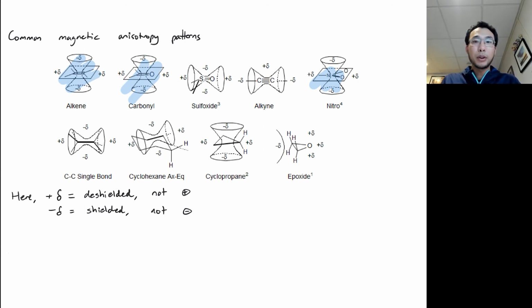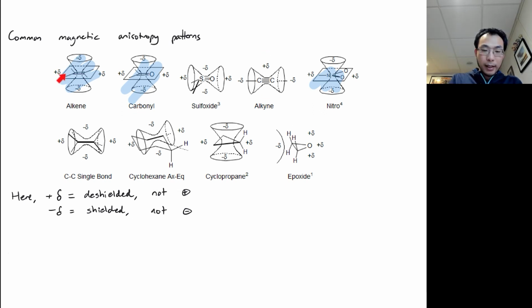So things are different for a triple bond. Because a triple bond has that cylindrical nature, the circulation, instead of going orthogonal to the pi bond here, is going around the triple bond. And so because of that, the areas that are shielded are along the axis of the triple bond, and the areas that are de-shielded are now above and below.